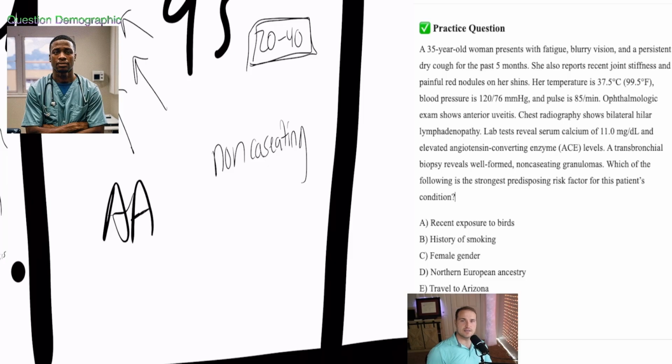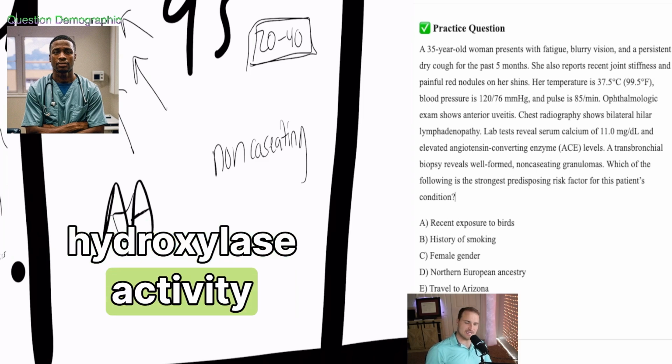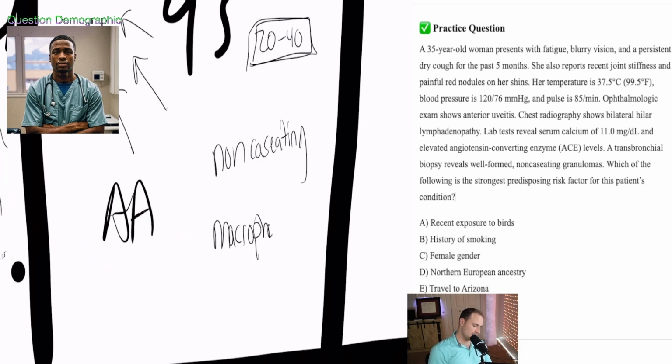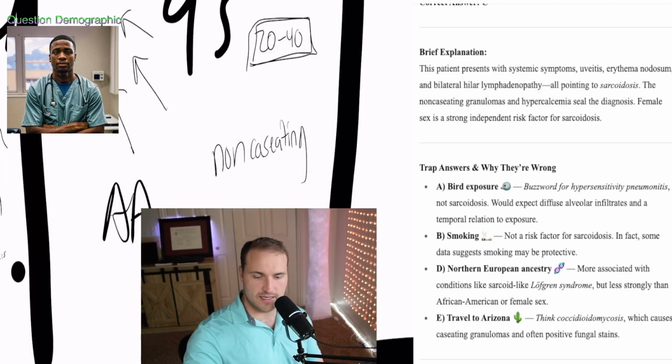Now, the manifestations are uveitis, erythema nodosum, hypercalcemia. And the hypercalcemia is interestingly from increased alpha hydroxylase activity in the macrophages. I think this is an important mechanism to know. The macrophages increase alpha hydroxylase. And you could also see restrictive lung disease if it's chronic as well. What I'm doing here in this question is teasing out these risk factors, which are super high yield in the exam these days. Sarcoidosis, non-caseating, hypercalcemia, female sex, it's all strong.